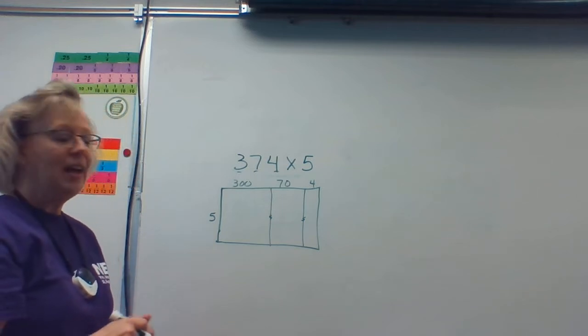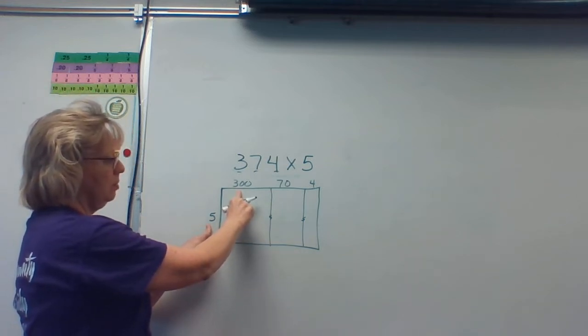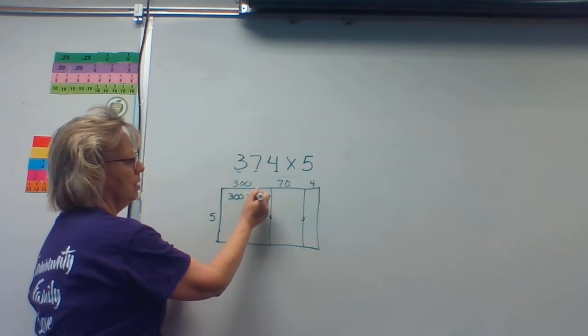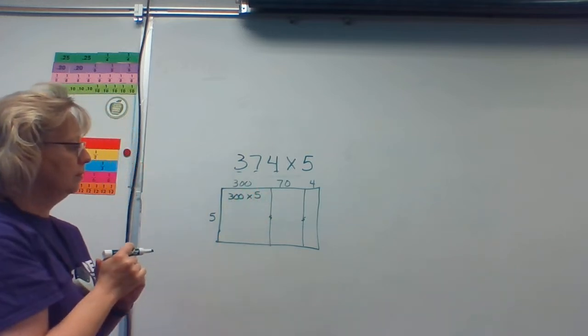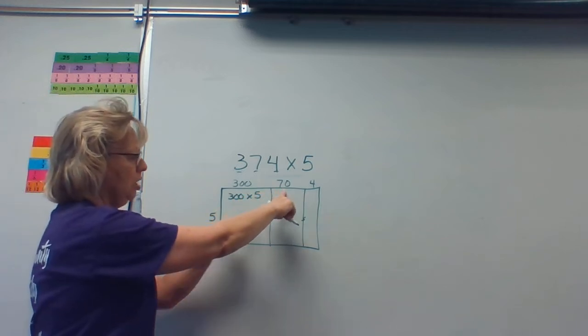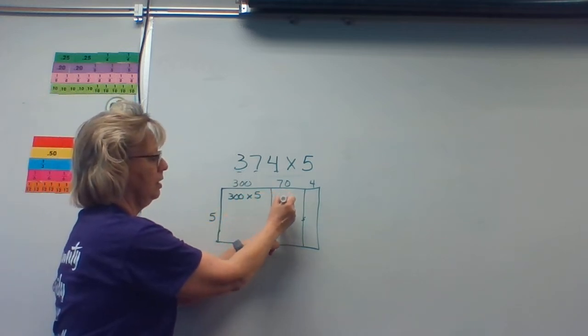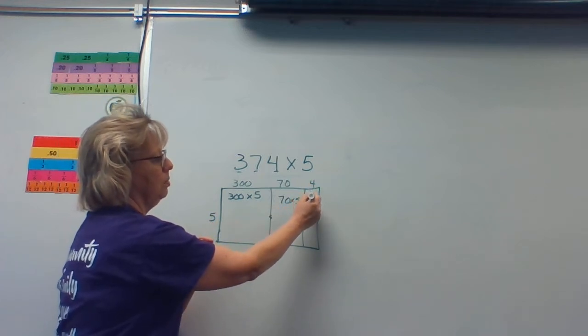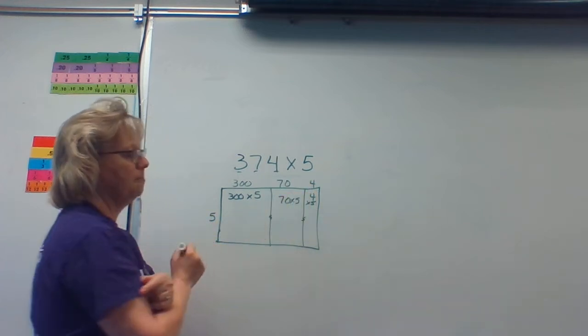Okay. This equation then is going to be 300 times 5. This equation is going to be 70 times 5. And my last equation is going to be 4 times 5.